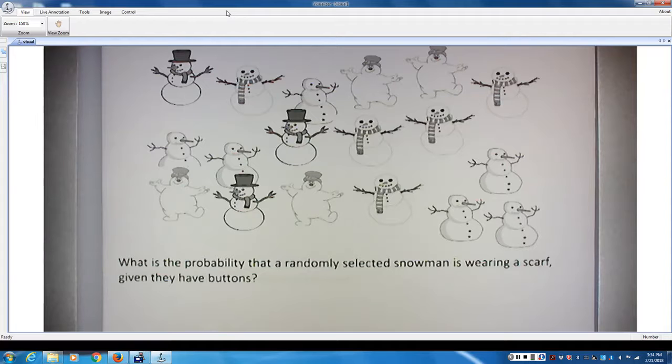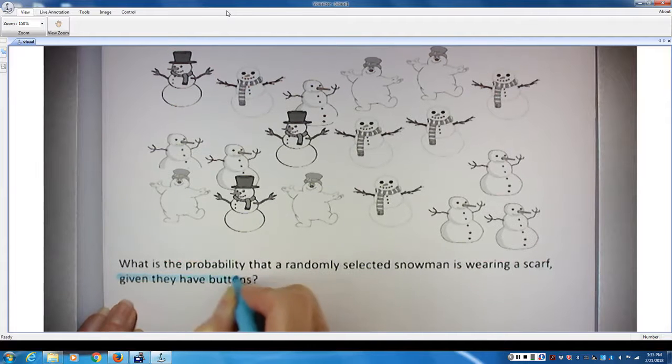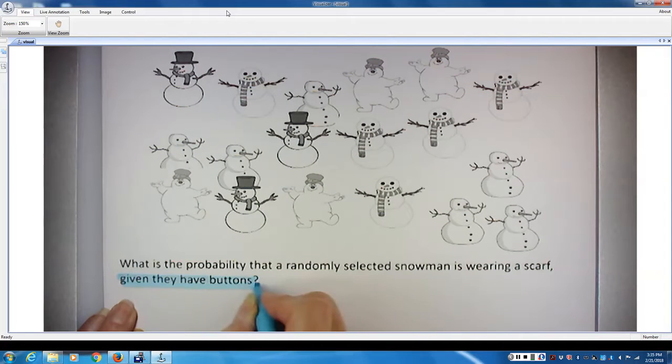What's the probability that a randomly selected snowman is wearing a scarf? Okay, so far so good. We know how to do that one. Then there's a little catch. Given that they have buttons, am I counting all 18 snowmen now? No. Which snowmen do I count? Only the ones that have buttons.